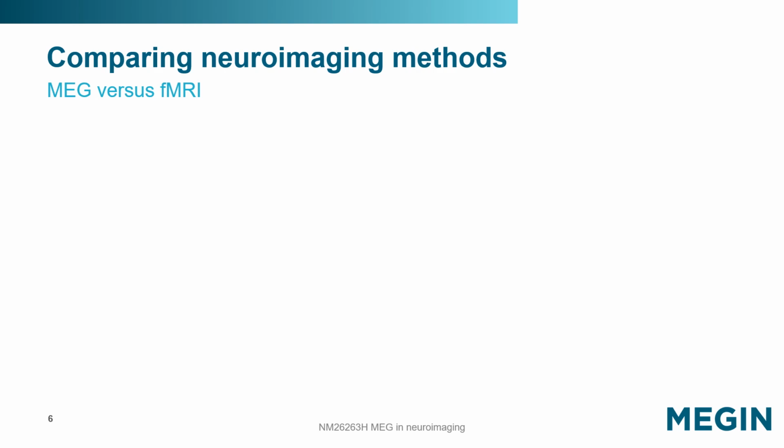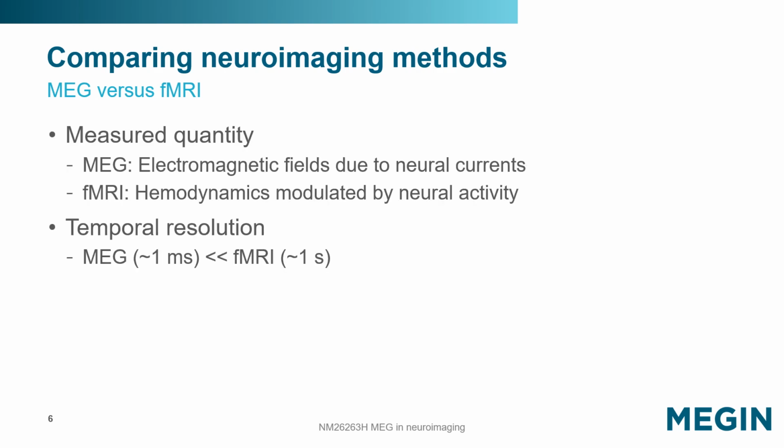Let's compare the MEG and fMRI. MEG detects electromagnetic fields generated by neural currents. This means MEG is detecting the brain activity as it happens, recording the activity as fast as 1 millisecond or less. fMRI measures the hemodynamics, which are modulated by neural activity.